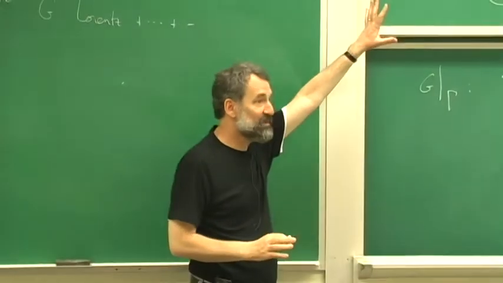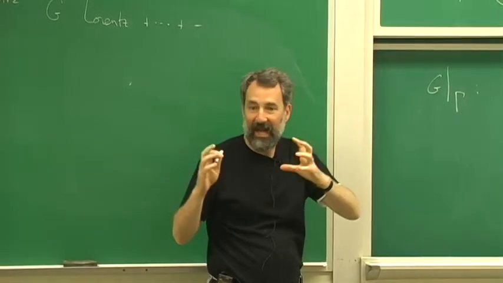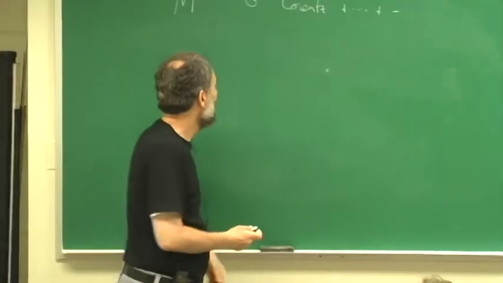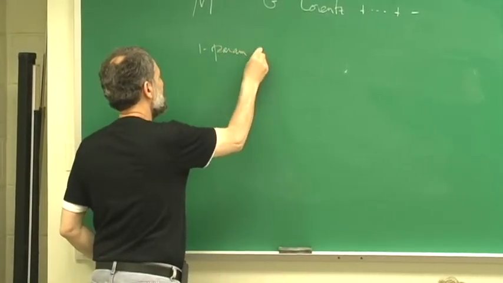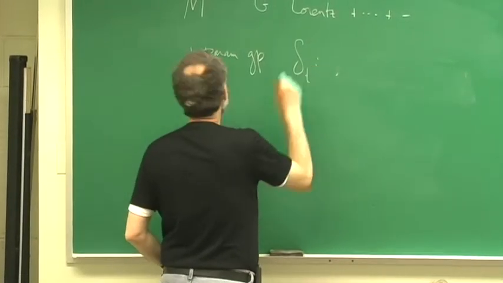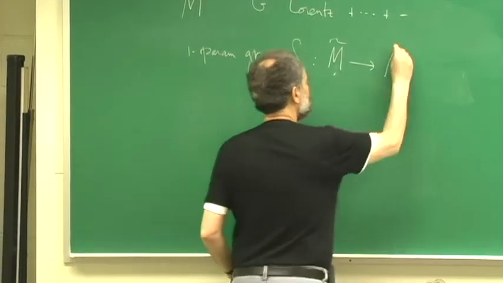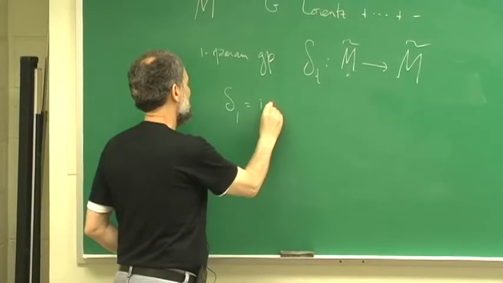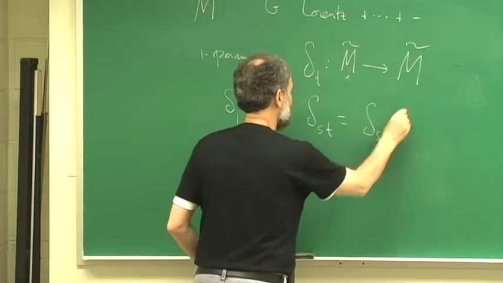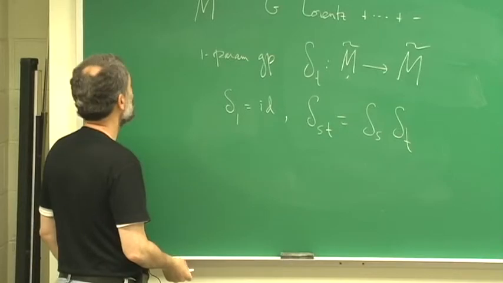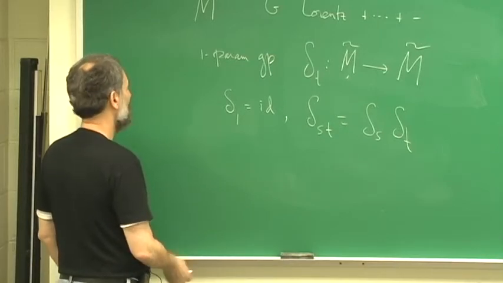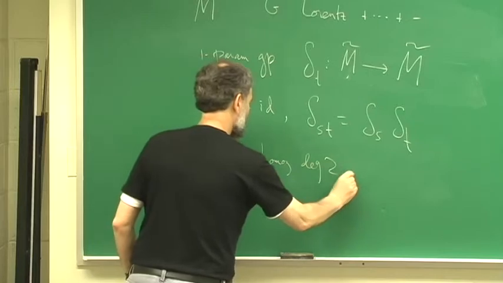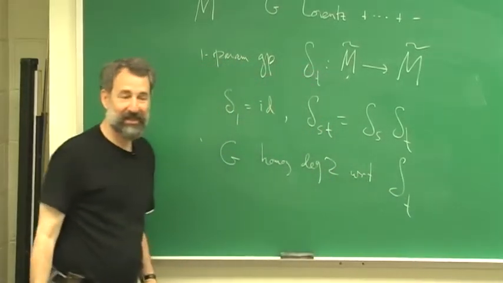We wanted to think of these as projective coordinates, and so there have to be some dilations so that we can mod out by dilations and regard these as projective coordinates for little x's. And so I want to imagine that there's a one parameter group of dilations, delta t, taking M tilde to M tilde. So this is a dilation. So delta 1 equals the identity map, and delta st equals delta s delta t. And let's see, what else? I've probably forgotten plenty. And this G should be homogeneous of degree 2 with respect to the dilations delta t.